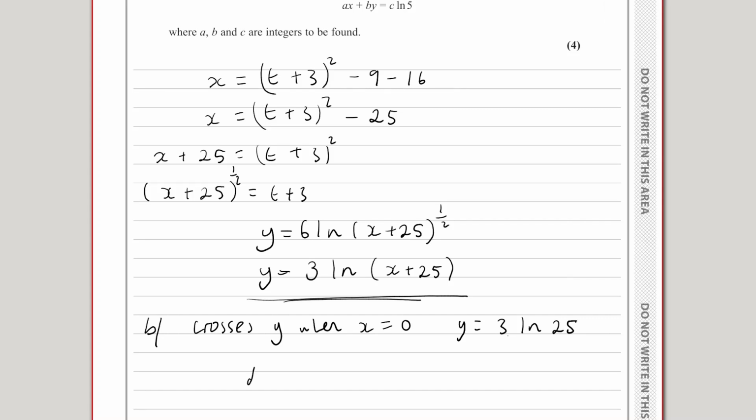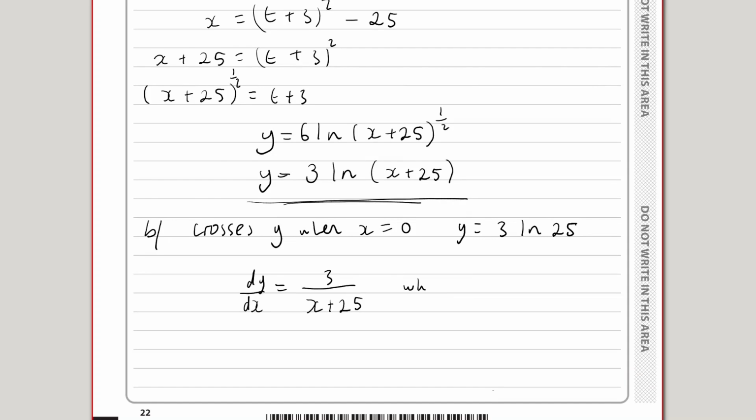So dy dx. When we have our natural log, when we differentiate it, it goes to 1 over. So it's 3 over (x plus 25), and we're times by the bracket differentiated, which is 1. So that is our gradient. And when x equals 0, dy dx is 3/25.